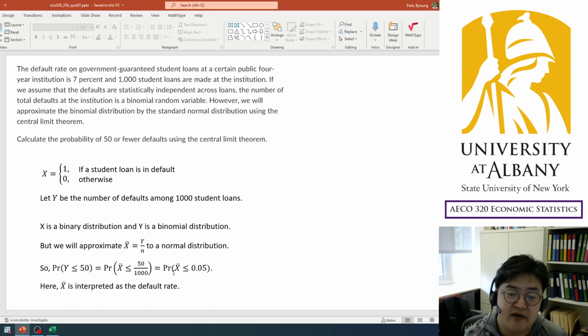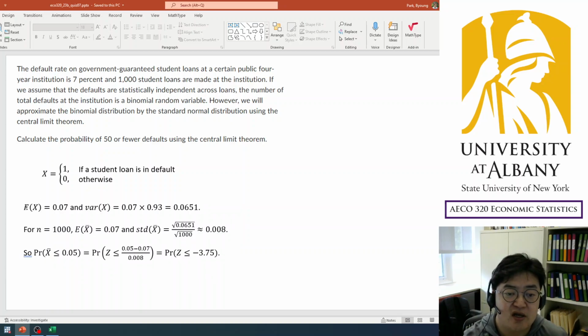X bar is a sample average. So what you need to do is repeat the four steps we did earlier. First, calculate the mean and the variance for a single outcome, and in this case it is easy because it is a binary distribution, so you can use the formulas for the binary distribution. The mean is simple, but the variance is a dirty number, but Excel will calculate that for us. And if you randomly sample 1,000, then the mean is the same, but the standard deviation is much more complicated. So let's see.